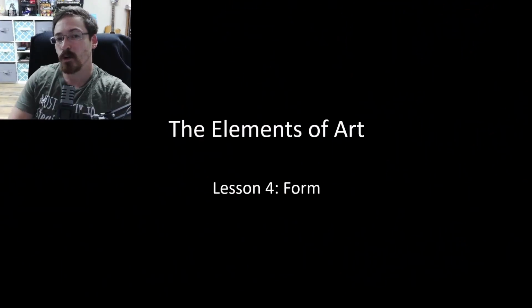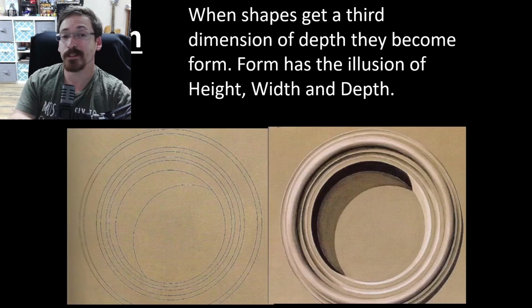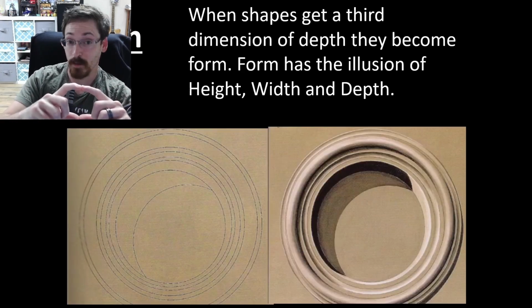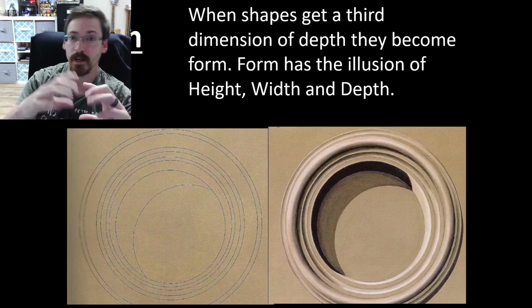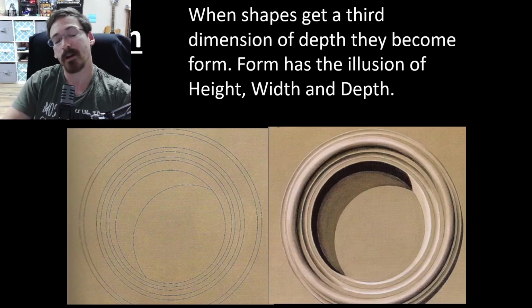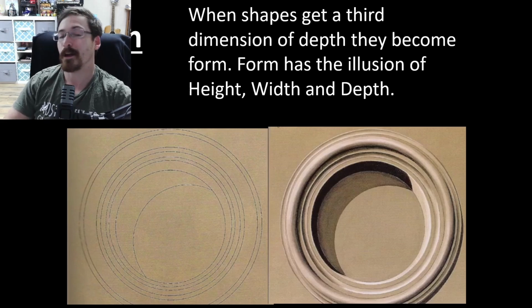Form is the element of art that actually combines multiple elements together to create a 3D looking object on a two-dimensional surface. For instance, you start off with a line that gets closed off to make a shape, and then you add values to that shape to create a form, which is something that looks three-dimensional but on a flat piece of paper, where it looks like it has depth, but in actuality, it's all implied.